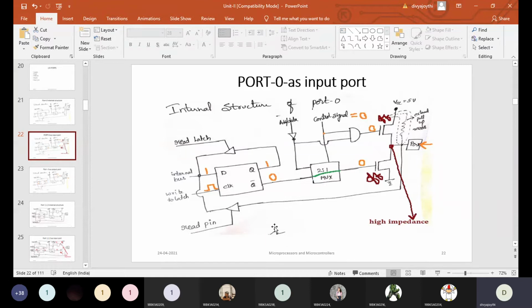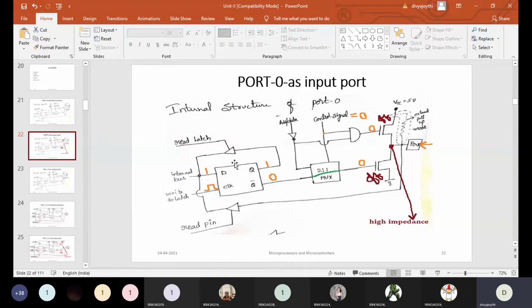So I hope as of now it was clear to you. I'll just brief you and I'll move on to the internal values. To make any port pin an input pin, we need to give 1 as an input. To whom should we give 1? To the D flip-flop. And through the internal bus, we will be giving 1 to the D flip-flop.